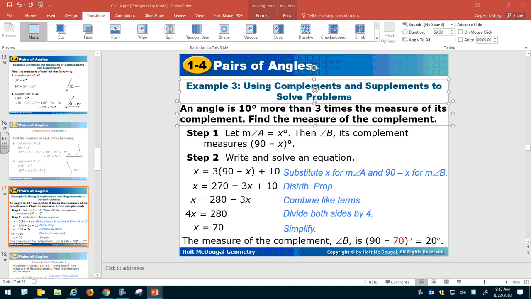70. Now be careful. The question said, what's the measure of the complement? Is 70 degrees the measure of the complement? No, because what did we let Y be? The angle. So the complement, remember, is 90 minus the angle. So if the angle is 70, what's the measure of the complement going to be then? 20.